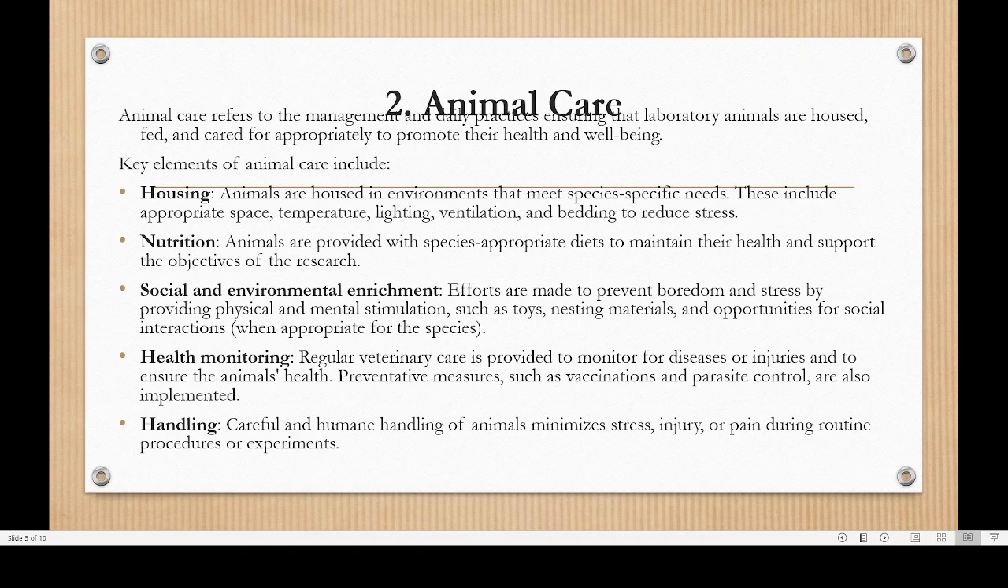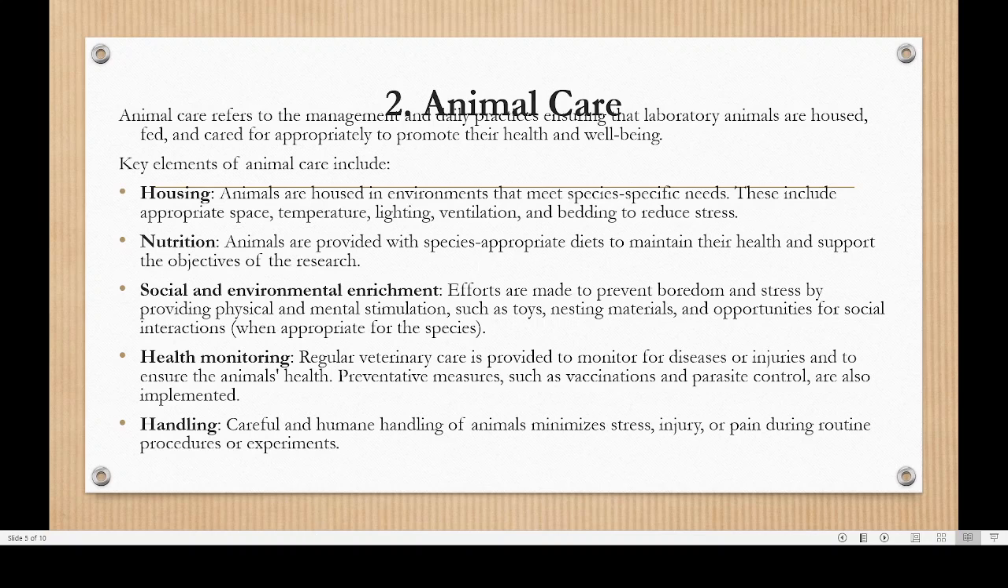These are the different types of animal houses we can see in most universities. Here you can see that most of them are in an AC room, in order to reduce the chance of infection. So that is about housing. Then nutrition, the type of food that we give. Animals are provided with a species-specific diet to maintain their health and support.